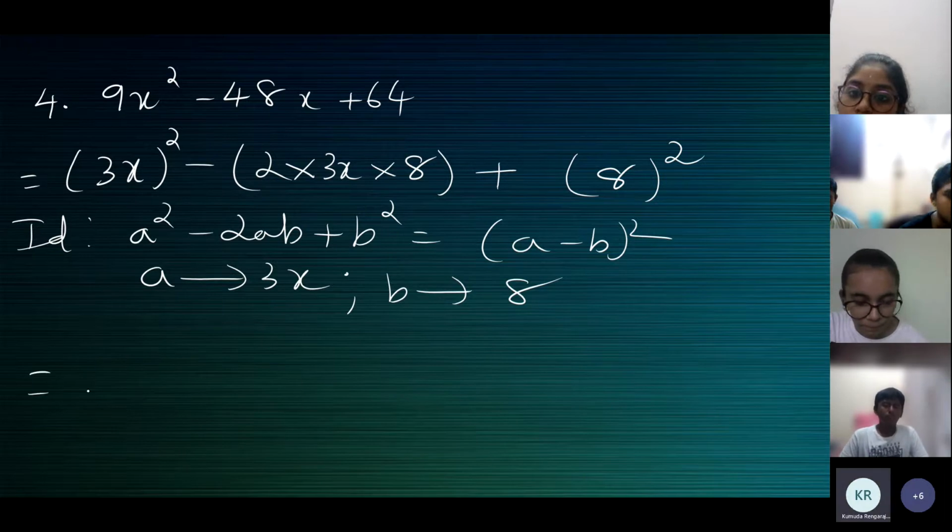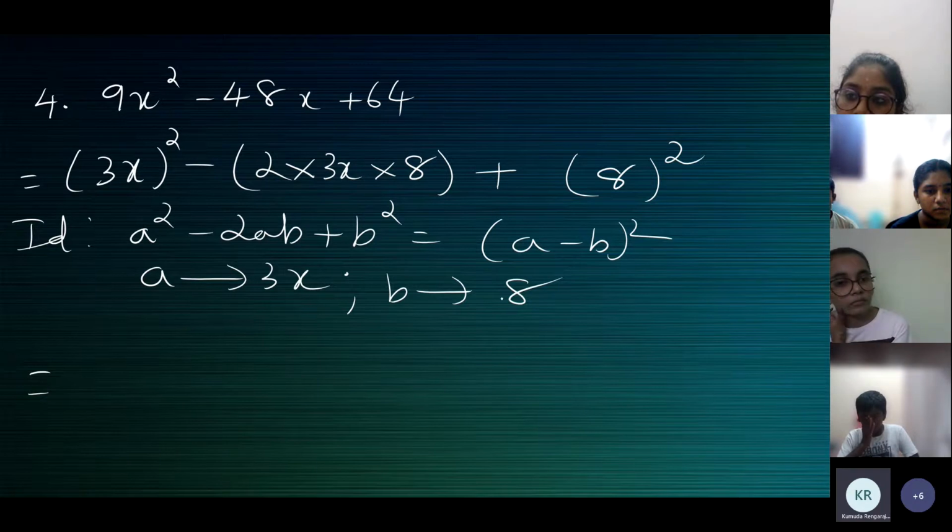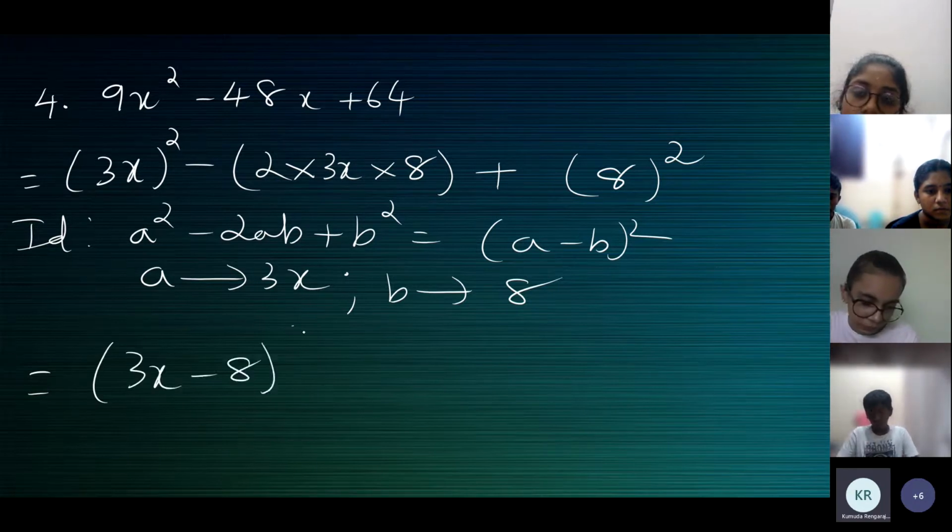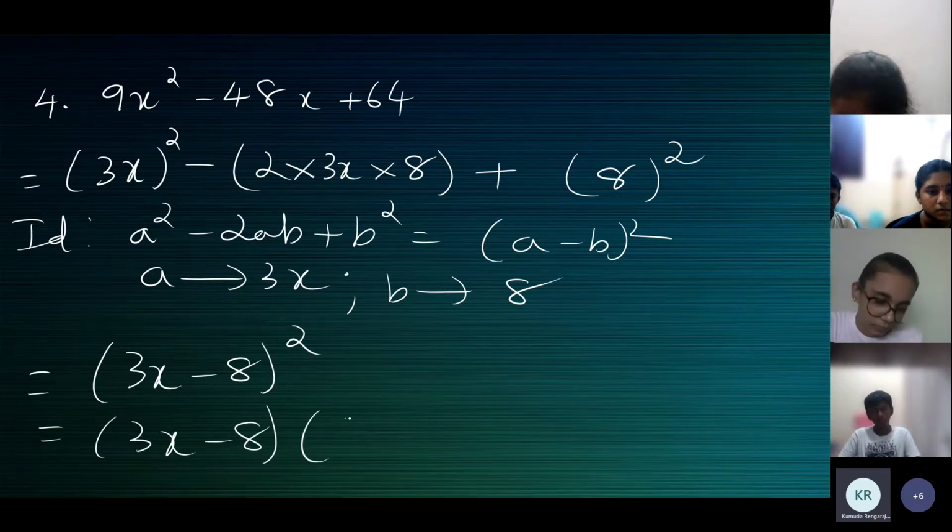So the answer is a. The question is like a square minus 2ab plus b square, and the answer is a minus b the whole square. 3x minus 8 the whole square, or 3x minus 8 into 3x minus 8. Write it 2 times.